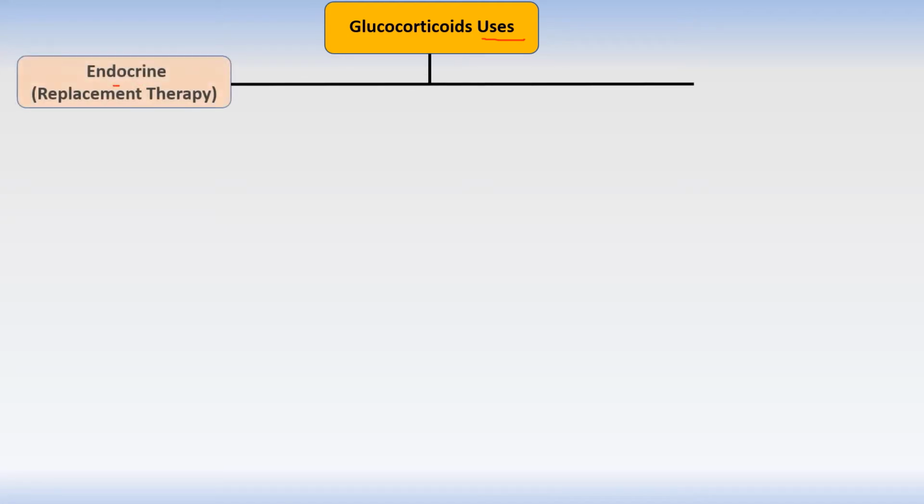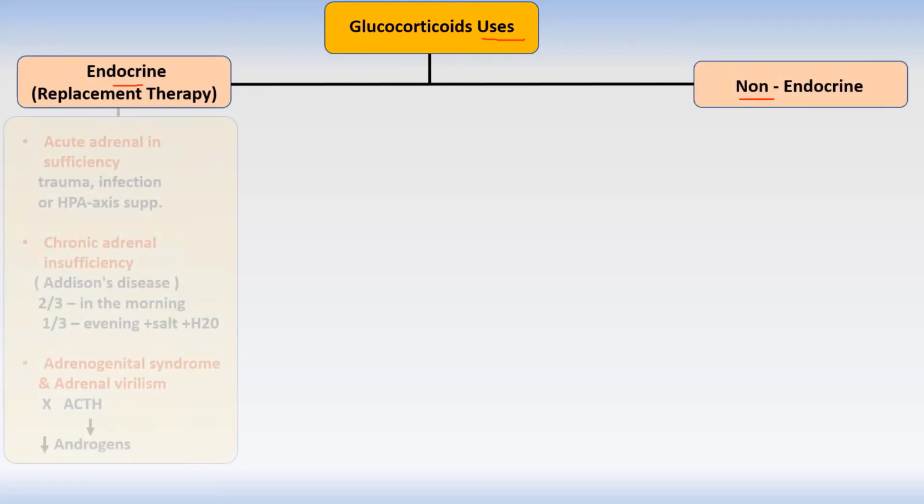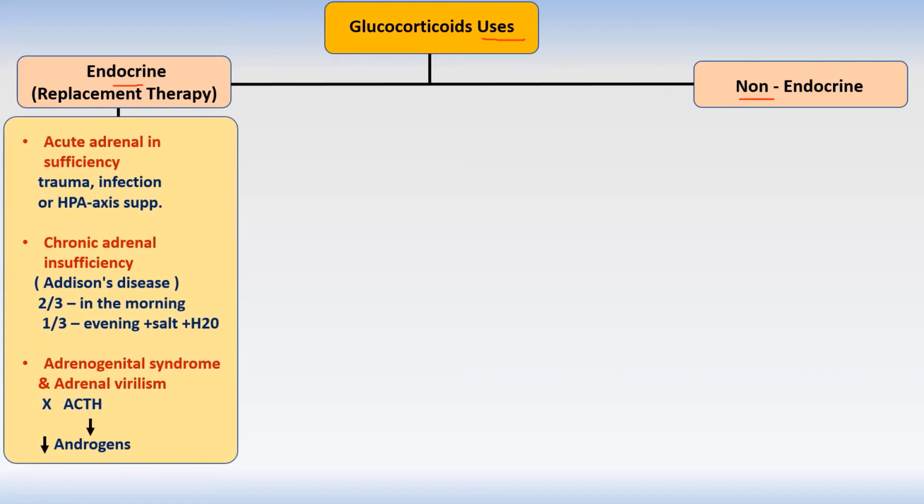Next, moving on to the uses of glucocorticoids. We have discussed many of the uses of glucocorticoids along with the drugs, but there are a lot of other uses that we will discuss in two separate headings, that is action on endocrine and the other one is the non-endocrine action. First, let us discuss the endocrine action.